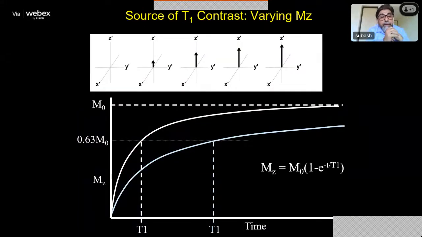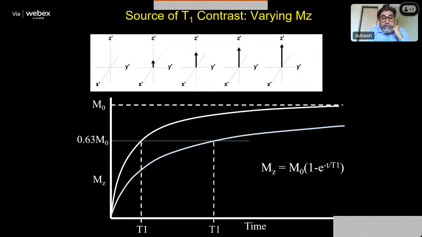In one T1 time, about 63% of M0 is recovered in the z direction. If you want a 100% recovery of the magnetization M0, you need at least 5 T1 times, when you have about 99.9% recovery. So for any experiment, after you give the 90-degree pulse, you have to wait for a certain time so that the system comes back to thermal equilibrium.